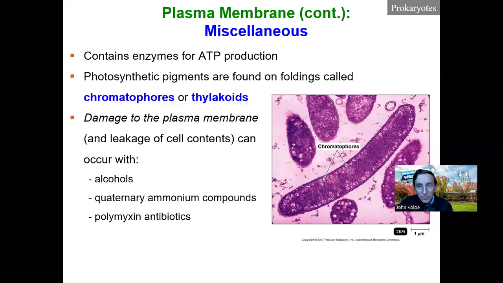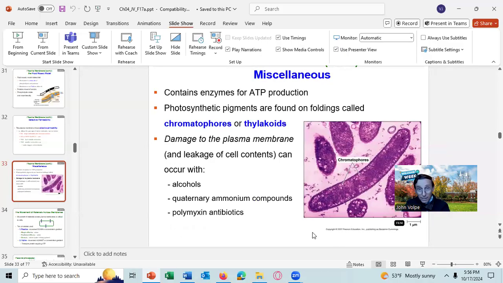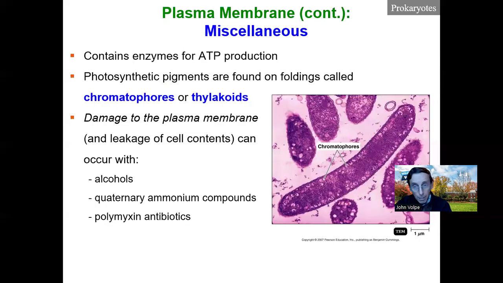Let's talk a little bit about the special cases of the cell membrane. The cell membrane can contain enzymes for various things, such as in a bacteria, in the cell membrane is where ATP production occurs. In a photosynthetic bacteria, this is where the photosynthetic pigments are found in the cell membrane. Now, in the photosynthetic bacterium, let me blow this up again. The cell membrane will invaginate, and in that invagination is where the photosynthetic pigments are found. We call them chromatophores or thylakoids.